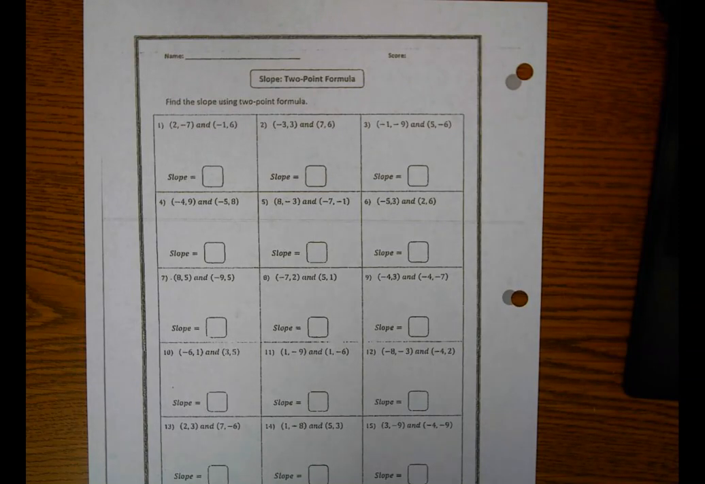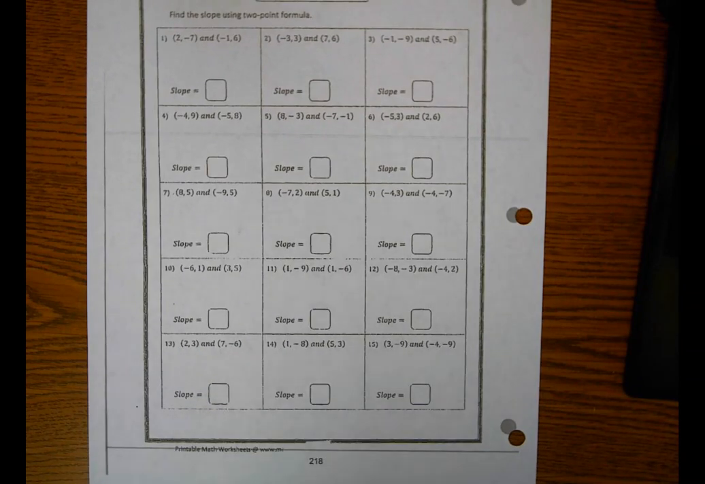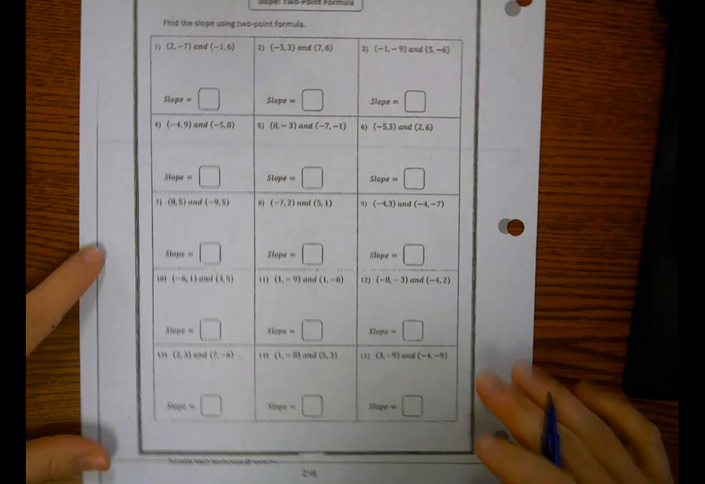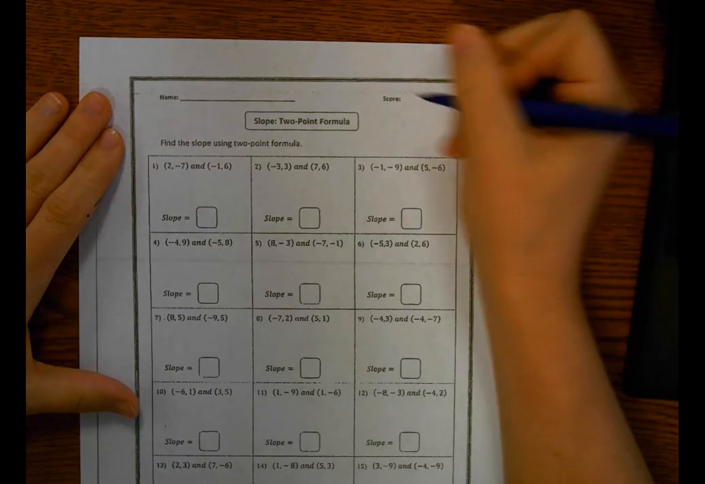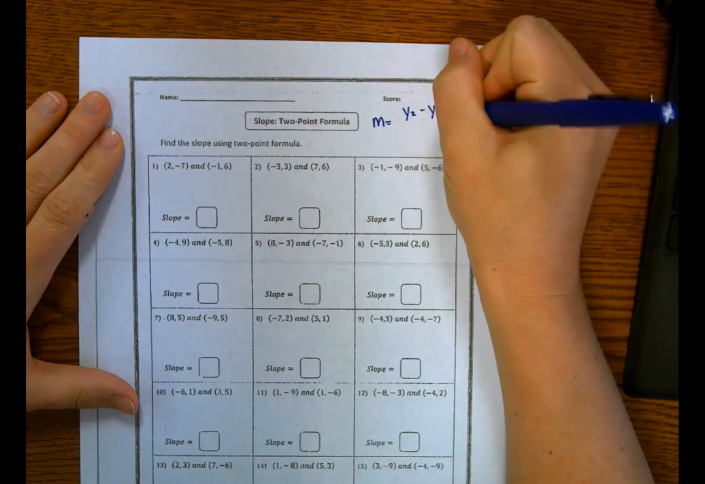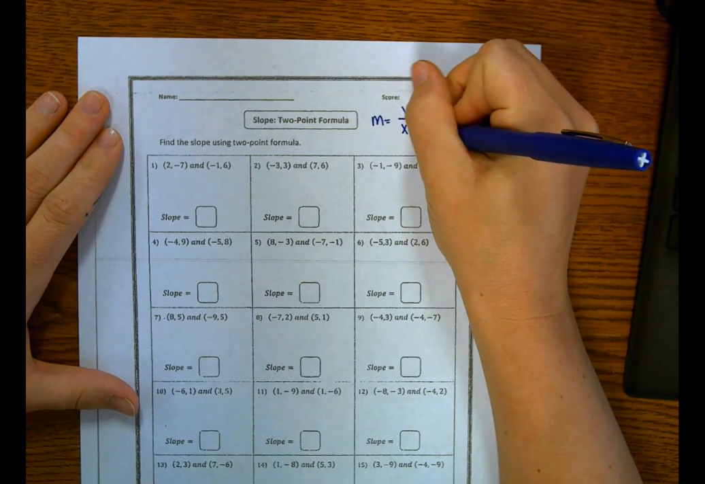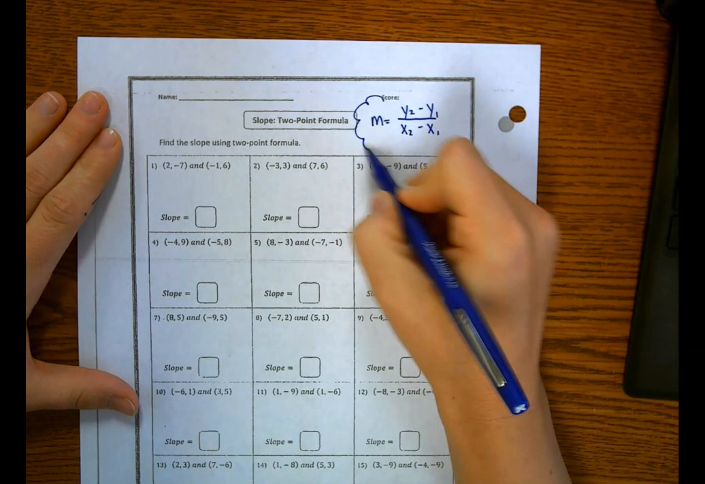Right, so this is the video on page 218 where we are finding the slope between 2 points. So we went over the slope formula in class, but just to go over it again, your slope, your m value, is y2 minus y1 over x2 minus x1. That's that slope formula that we want to use.